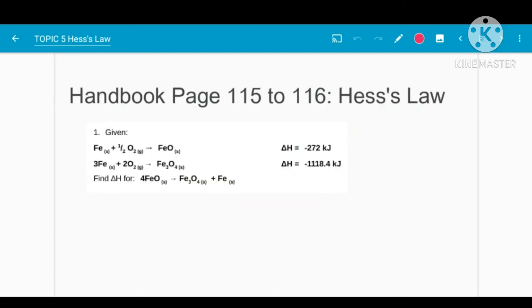Next, sometimes the question does not give the enthalpy cycle or Hess cycle, but they give a series of chemical reactions. How do we calculate the enthalpy change? By using Hess law. In this question, they give us a series of chemical reactions. This is the given. And calculate the delta H for this chemical equation. How to calculate?